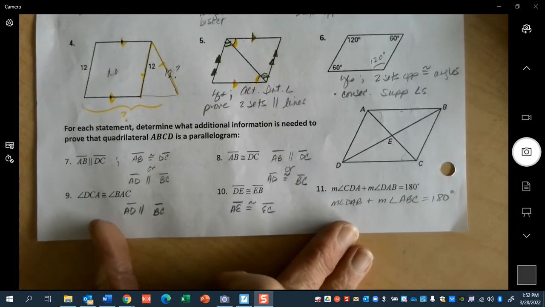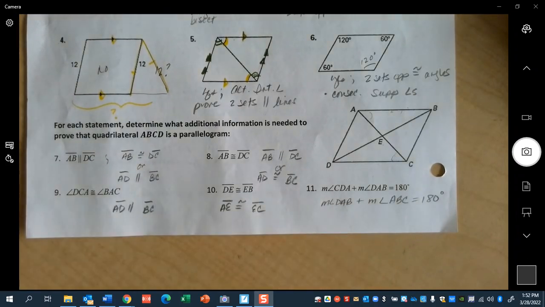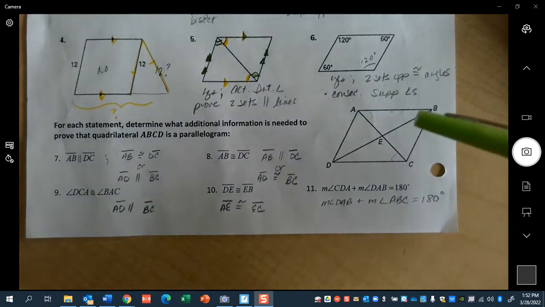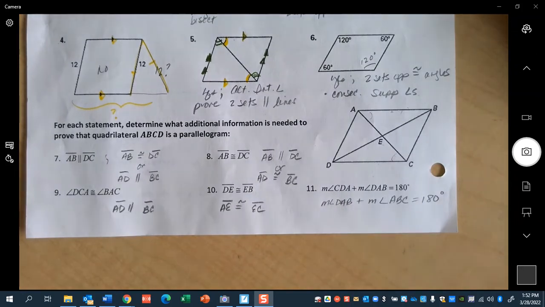All right. Down bottom for each statement, determine what additional information is needed to prove. If I have AB and DC parallel, if I had those same two sides congruent, it would be a parallelogram, or the other two sides parallel. And these questions 7 and 8 are just kind of opposites of each other.